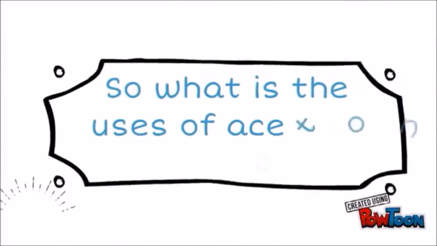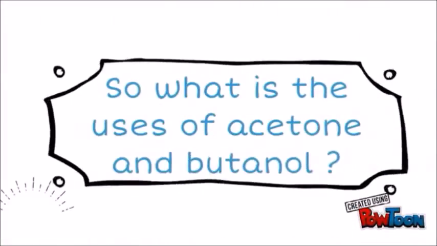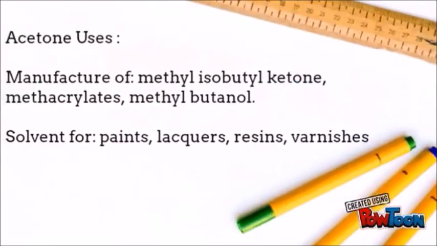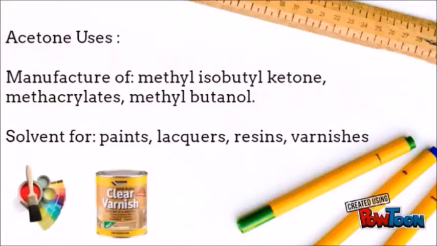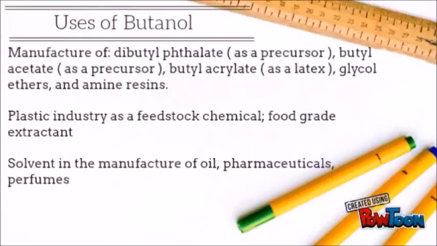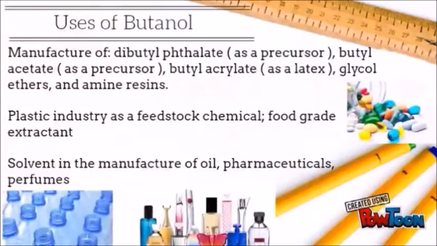So, what are the uses of acetone and butanol? Acetone is used for the manufacture of methyl butanol and as a solvent for paints, lacquers, resins, and varnishes. While butanol is mainly used in the plastic industry and is also a solvent in the manufacturing of certain chemicals.